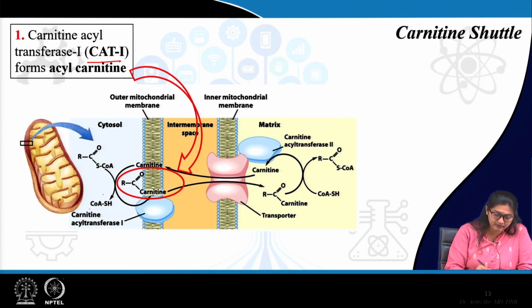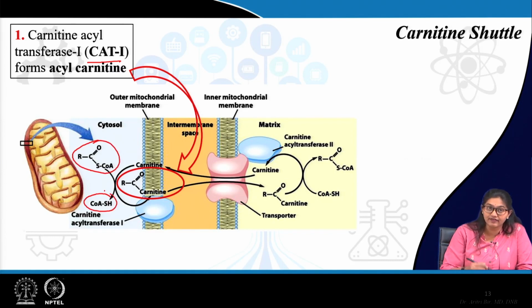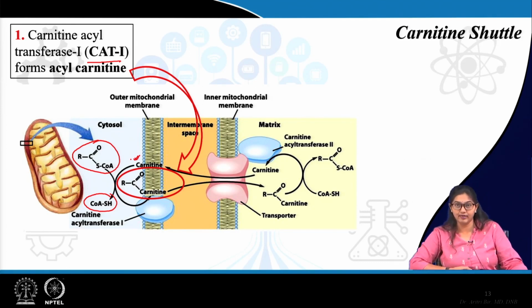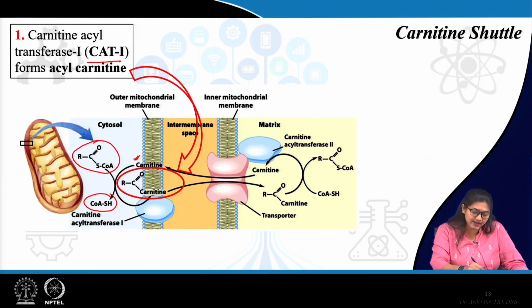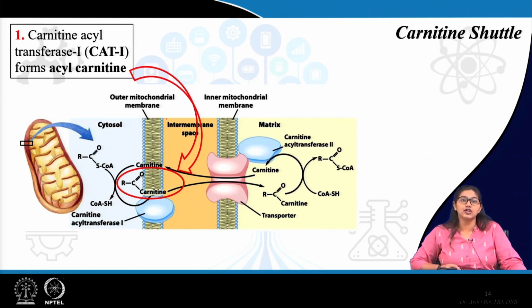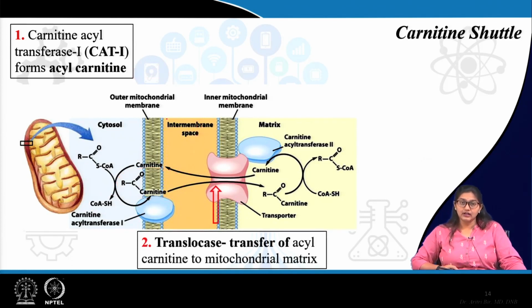You can see here the fatty acid and coenzyme A form the activated fatty acid, which joins with carnitine to form this acyl carnitine complex. It is formed in the outer mitochondrial membrane. From the outer mitochondrial membrane, this acyl carnitine complex can diffuse through the intermembrane space and come to the outside of the inner mitochondrial membrane. Now, the inner mitochondrial membrane is not permeable. So, what is required? One transporter, that is known as translocase.